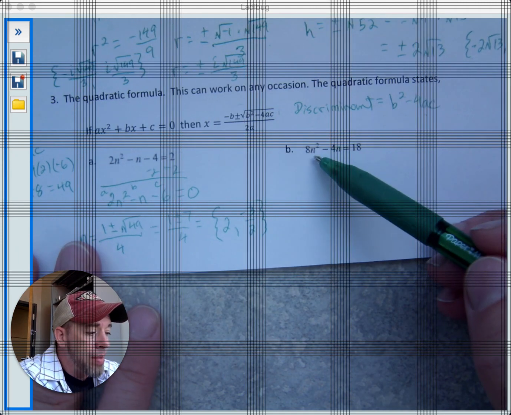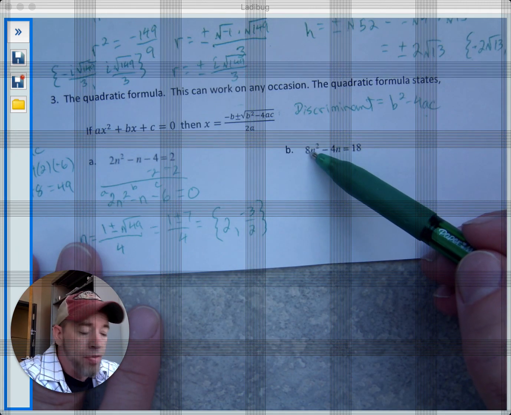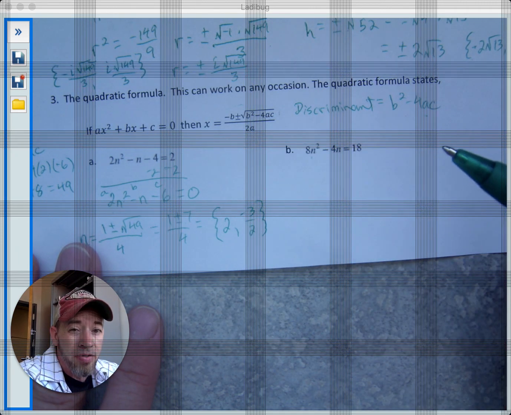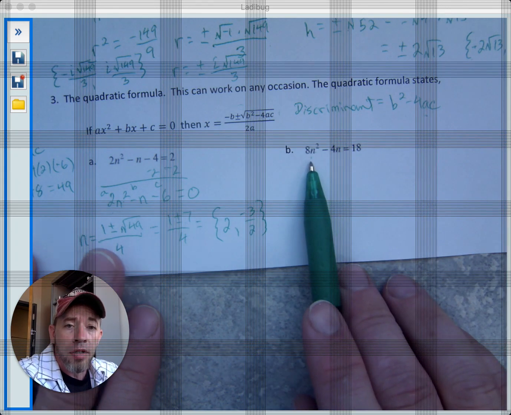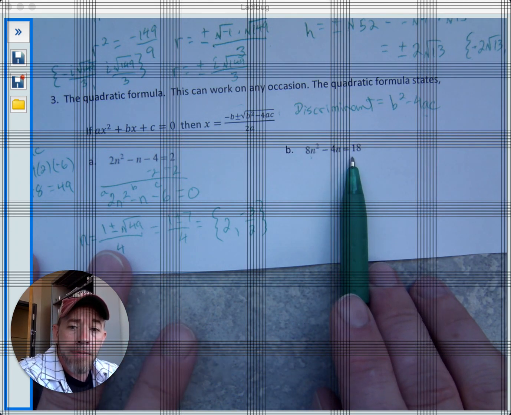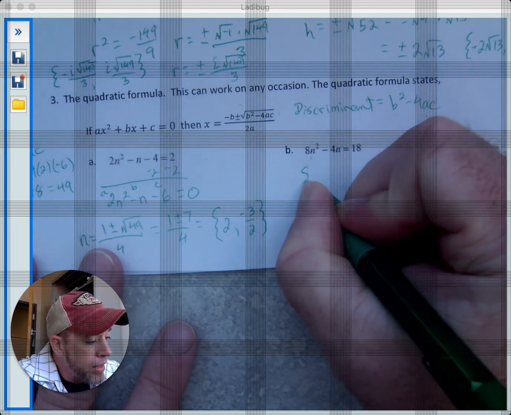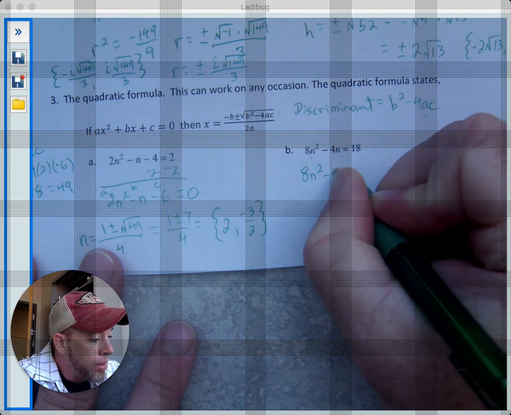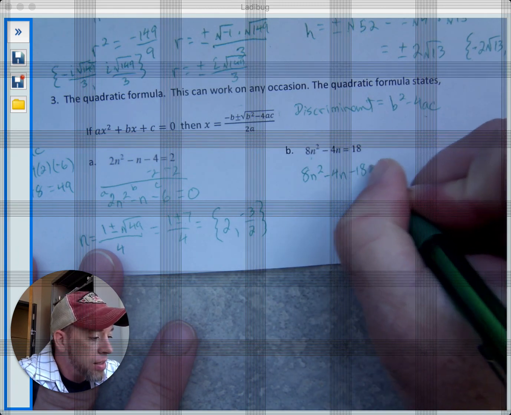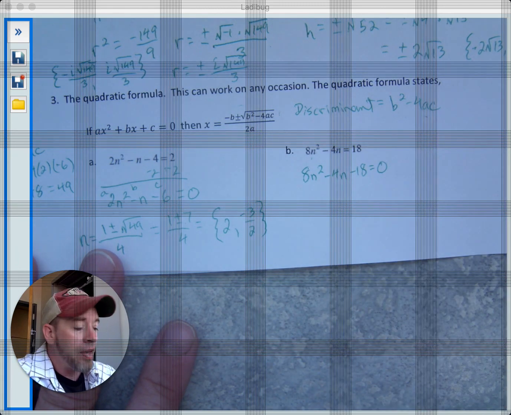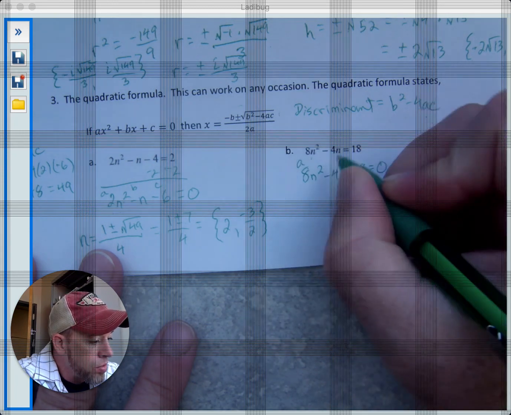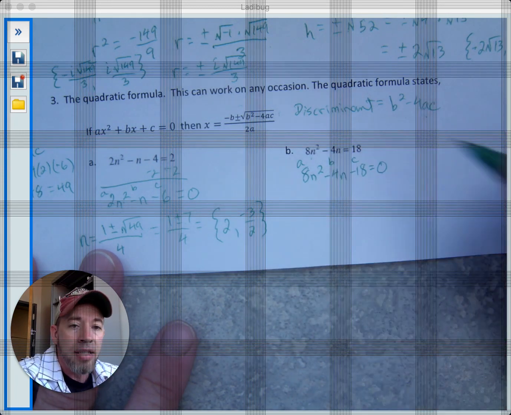So here, same kind of issue, right? We have an 8 in front of the n squared, which means I'm probably not going to factor it. Can we just start using the quadratic formula? Hopefully you say no. We have to get everything on one side set equal to 0. So we have 8n squared minus 4n. We got to subtract the 18 and get it equal to 0. Now we can identify a, b, and c. Your a is 8, your b is negative 4, c is negative 18.